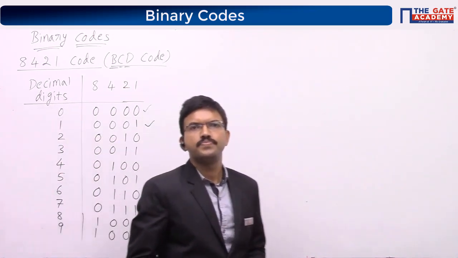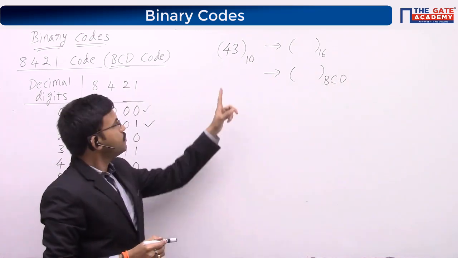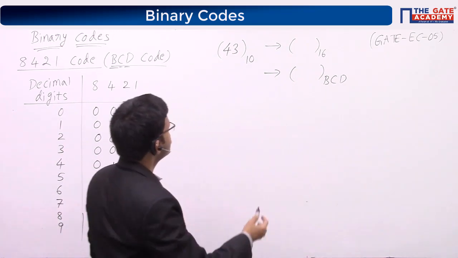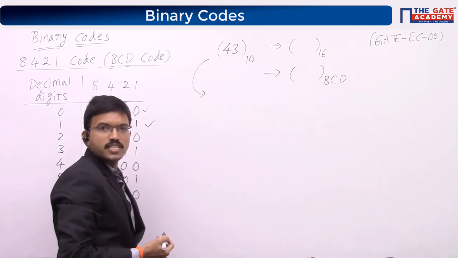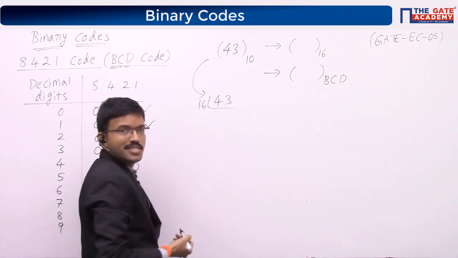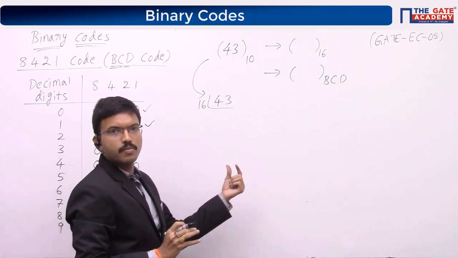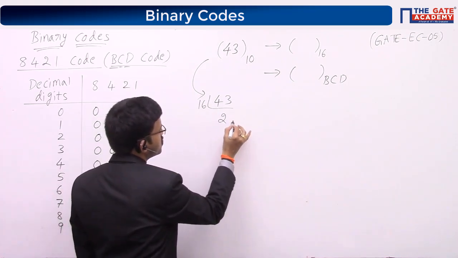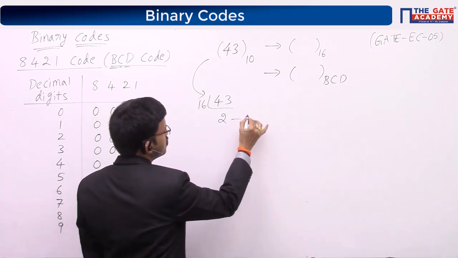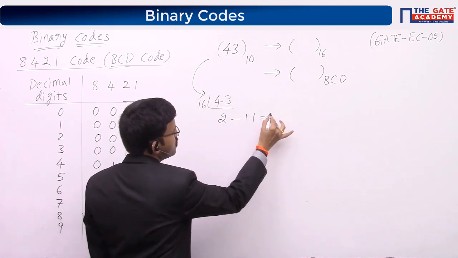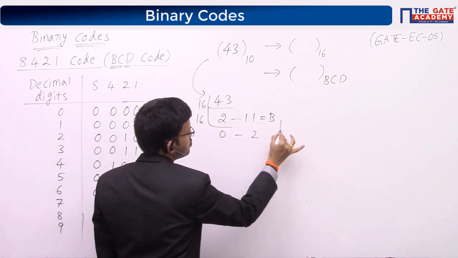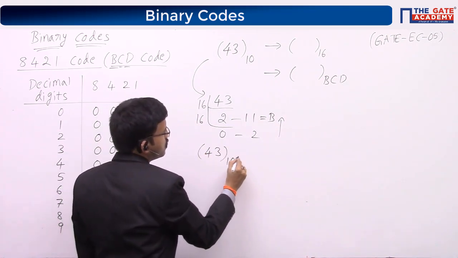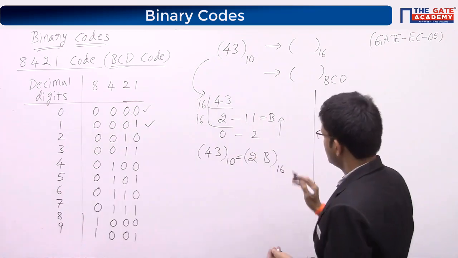Write down the question: represent the decimal number 43 in hexadecimal and BCD number systems. First, let us convert this decimal number into hexadecimal. Do repetitive division by 16 to get the remainders, which will be hexadecimal digits. 2 16s are 32, remainder is 11, and 11 is nothing but B. 16 zeros, remainder is 2. So the decimal number 43 is 2B in hexadecimal. That is the first part.